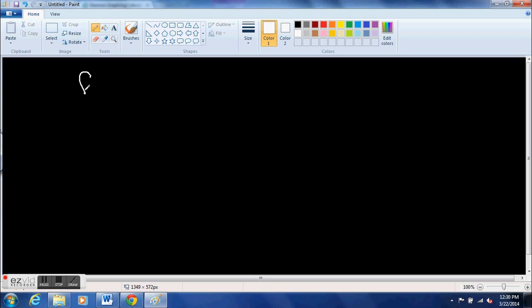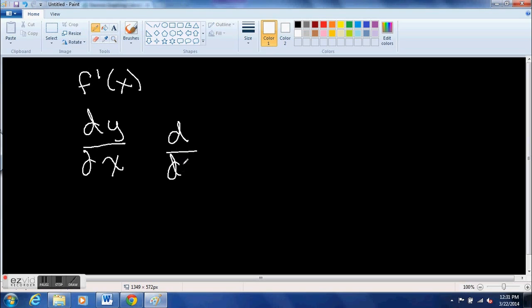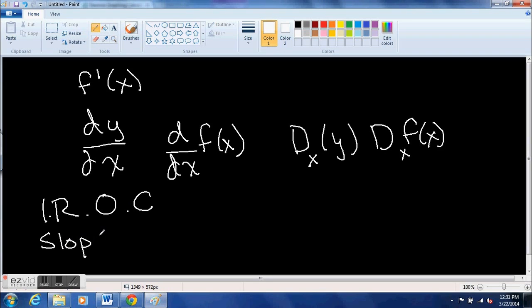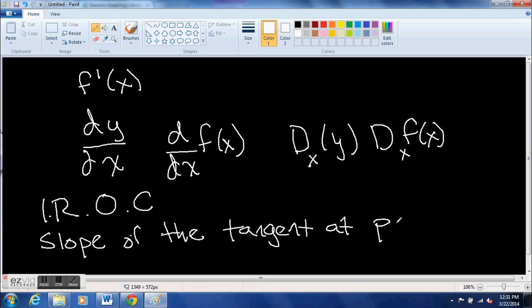The first derivative is sometimes called f prime of x, but it's also sometimes called dy dx, or the derivative d dx of f of x. There are all these different notations that we use. The derivative is the instantaneous rate of change, and it's also the slope of the line that is tangent to your curve at a given point, at any point or at some point.